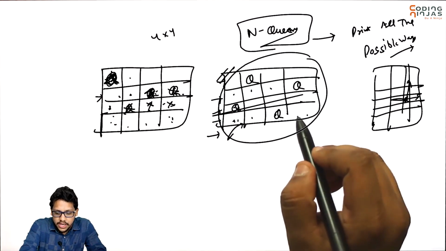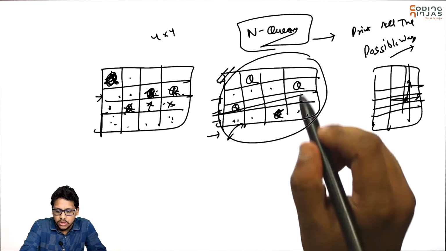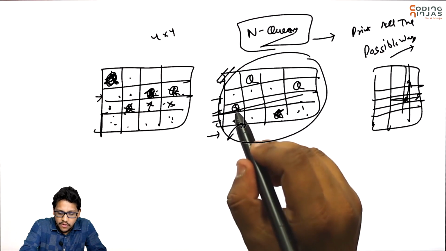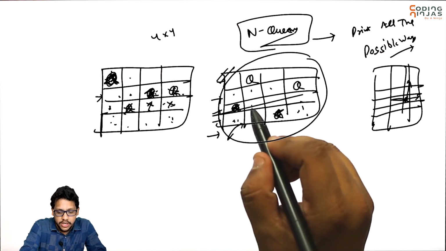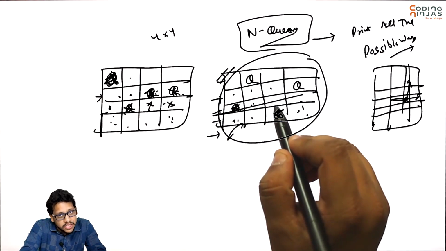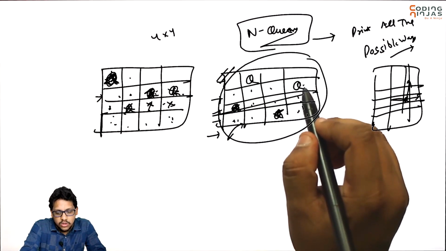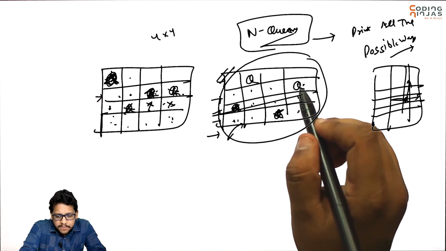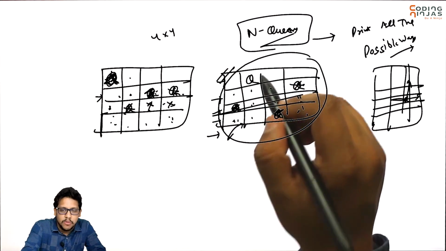If you try to explore again, you cannot place Q here because this will cut, so you will go back. Now you have placed Q here, and you will try to explore here. Can you place here? No, because this will cut. Can you place here? No, this will cut. Can you place here? No, this will cut. You will go back. You have explored all the paths. Now you will go back again.